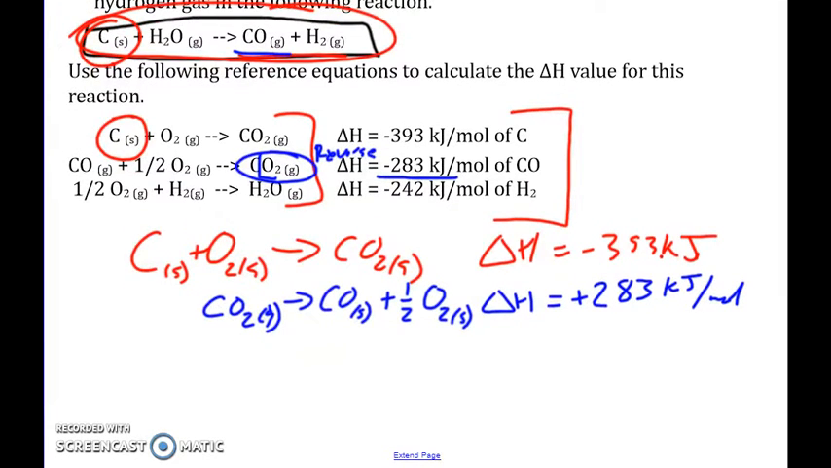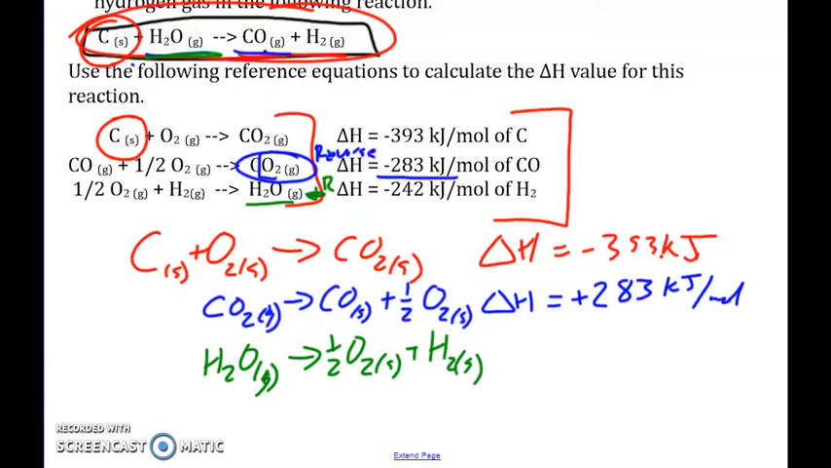Now let's take a look at what we've got. We now have carbon monoxide on the right side, and carbon on the left side. We need water on the left-hand side. In order to do that, we are going to use this equation right here. Yet again, because water's on the right side on this one, we're going to have to reverse it. So it's going to become H2O turns into 1/2 O2 gas plus hydrogen gas. Because we reversed it, it's no longer negative 242, it is positive 242.